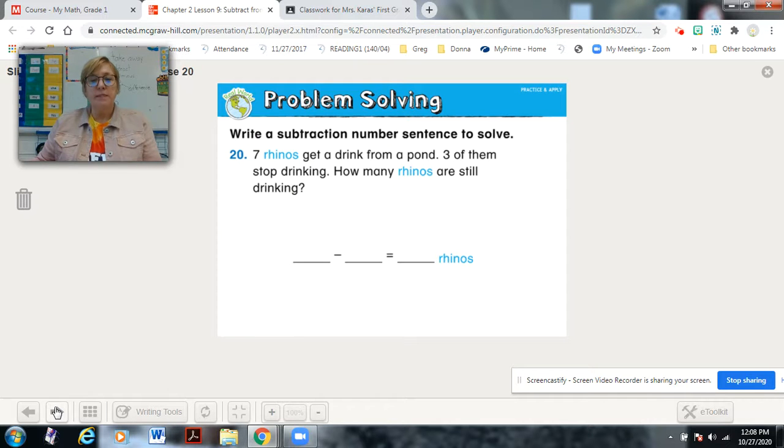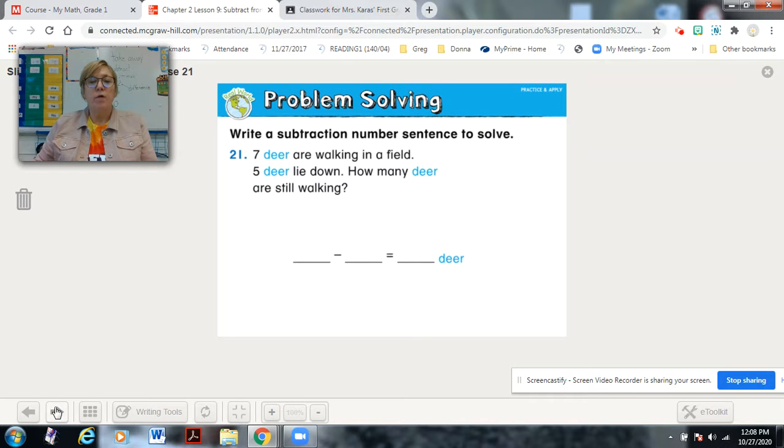All right, problem solving. Write a subtraction number sentence to solve. 7 rhinos get a drink from a pond. 3 of them stop drinking. How many rhinos are still drinking? Pause and solve. Seven minus 3 who stopped drinking, and there are 4 rhinos still drinking.